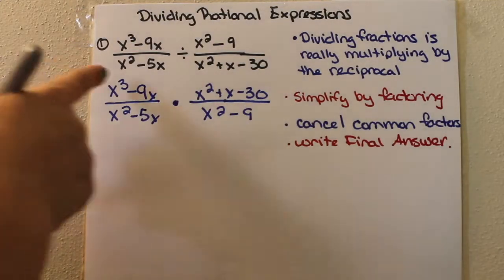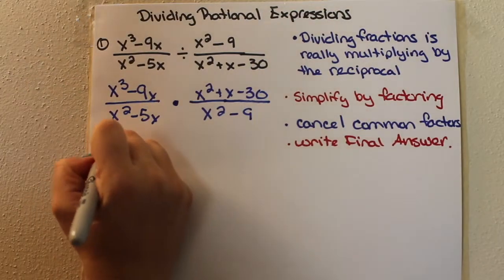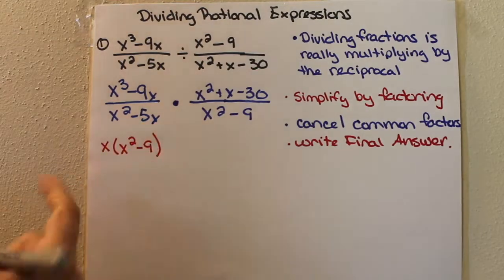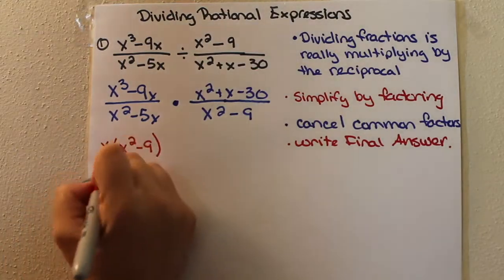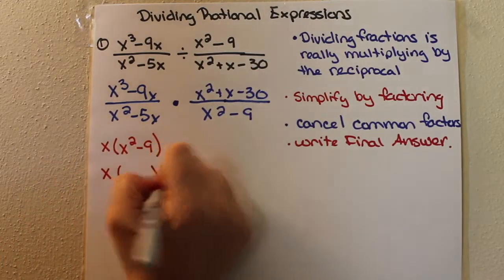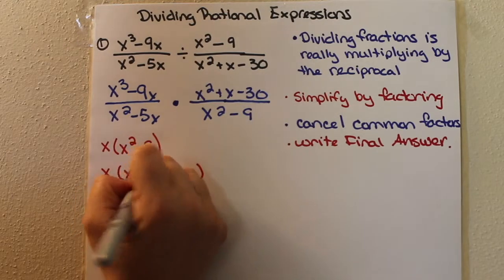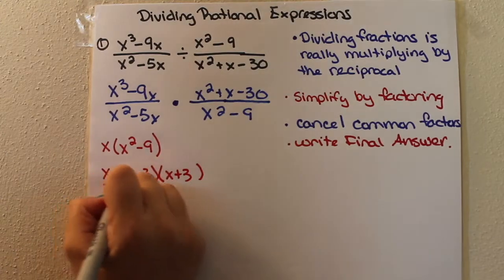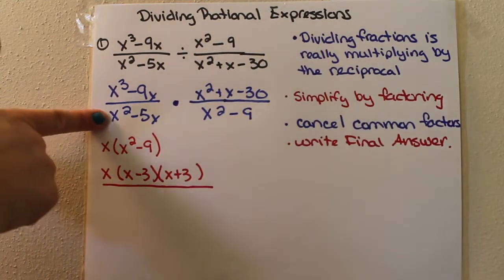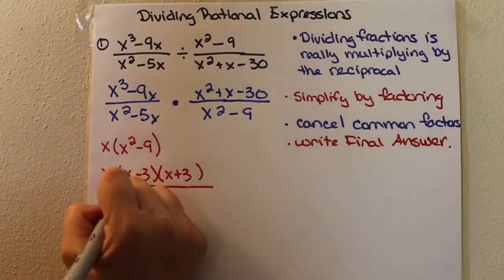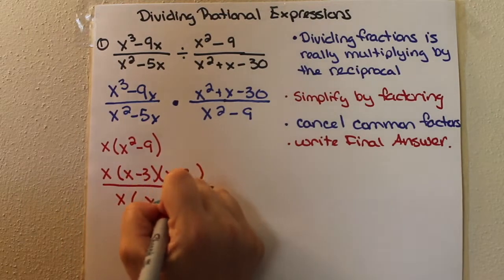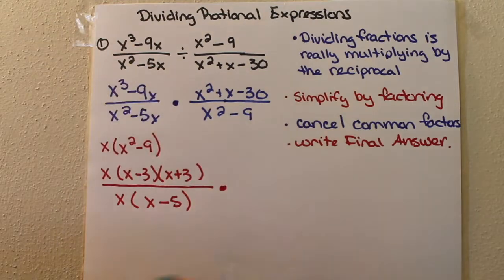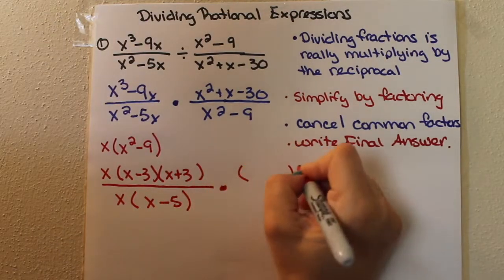So let's see. The numerator here has a GCF of x, and it'll be left with x squared minus 9. I can keep factoring that to get x, and then x minus 3 and x plus 3, because this is the difference of squares. In the denominator here, there's a GCF of x, and I'll be left with x minus 5.